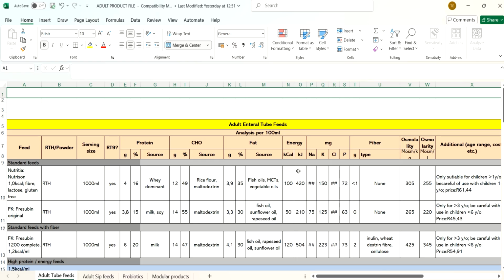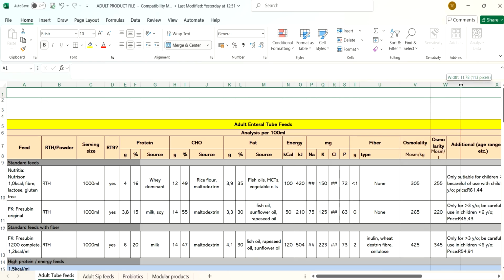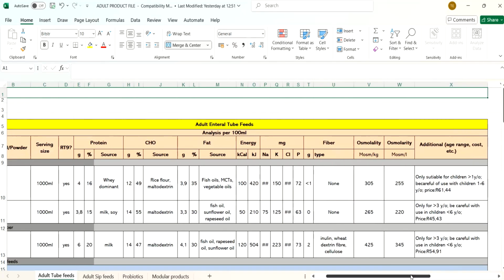And then you get your kilojoules from there and all of your electrolytes, right? So specifically sodium, potassium, chloride, and phosphate or phosphorus. It's listed as milligrams, so just make sure of that. And then you're going to have a column for fiber, so the amount of fiber that's in here. Because it's standard feeds, there's no fiber. And then you have osmolality and osmolarity of feeds, and then we have additional information. So this is, I would say, nice to have additional. So the cost per bag of the feed, for example, from what ages can you use it from?